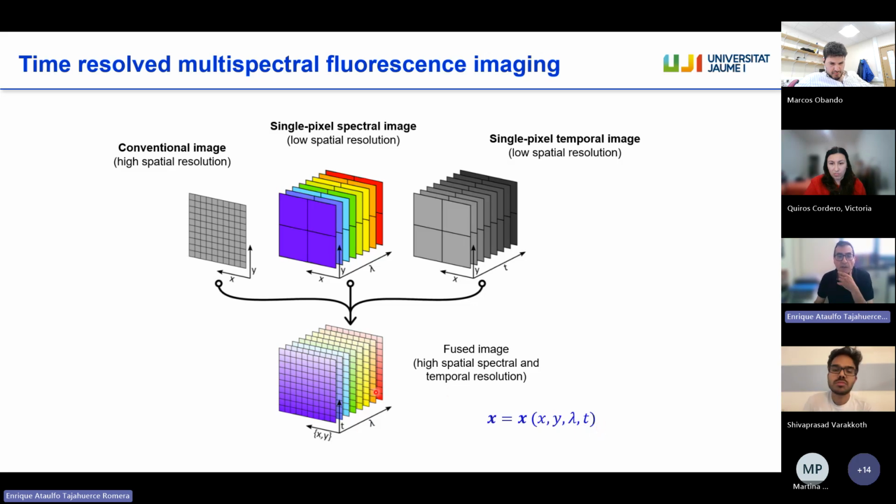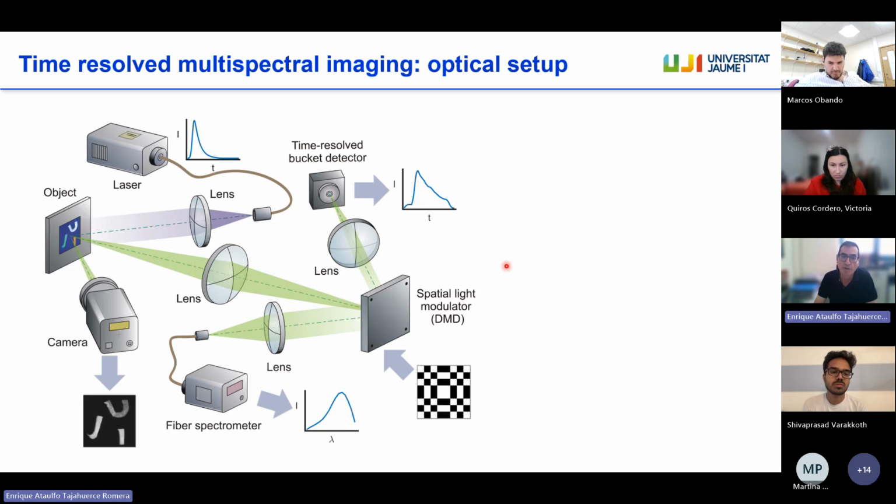And we will do this by data fusion, by fusing the image taken by a conventional camera with a high spatial resolution by a single pixel low resolution multispectral camera, which is able to record a collection of low spatial resolution multispectral images, and also a low spatial resolution single pixel temporal image of the object. Let me show you how the system works.